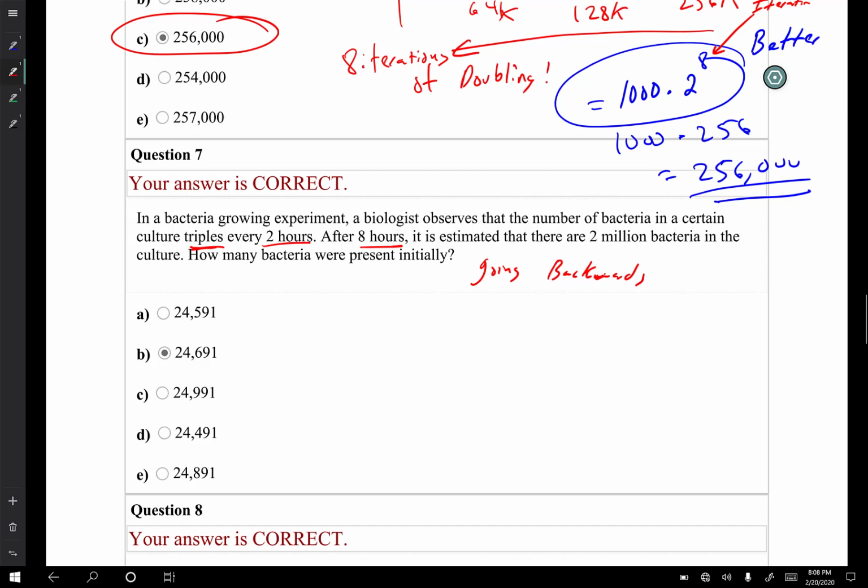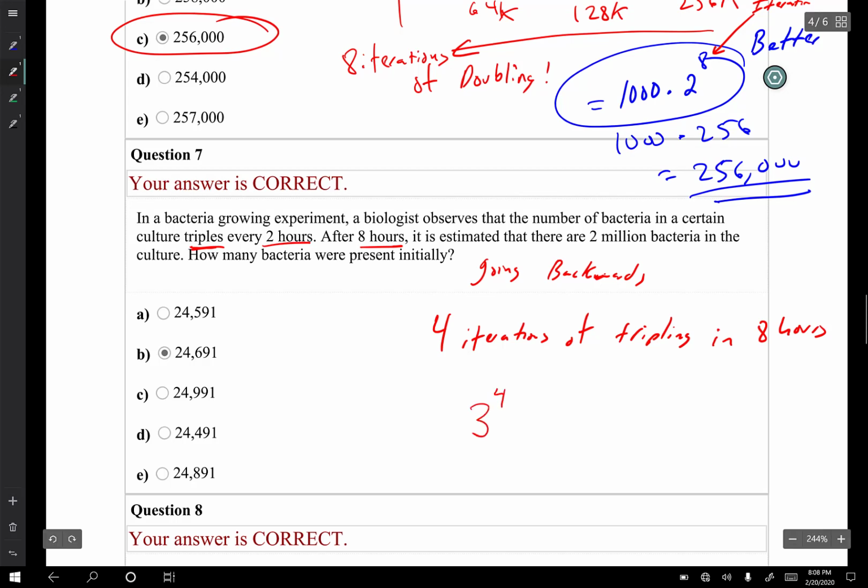All right, so how many iterations are there in 8 hours? Well, 2, 4, 6, 8. So there are 4 iterations of tripling in 8 hours. So it's 3 to the power 4. 3 times 3 is 9. I'm just going to use the calculator here. 3 to the power 4 is 81. So it got 81 times bigger in 8 hours.